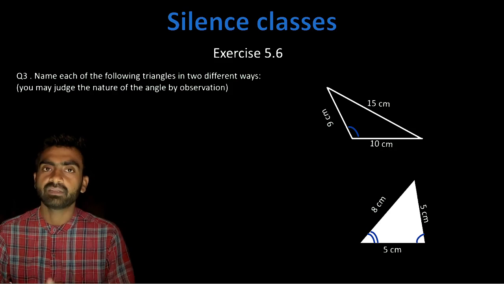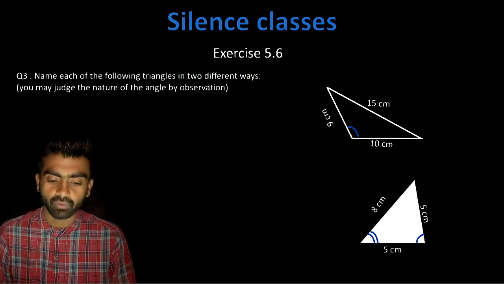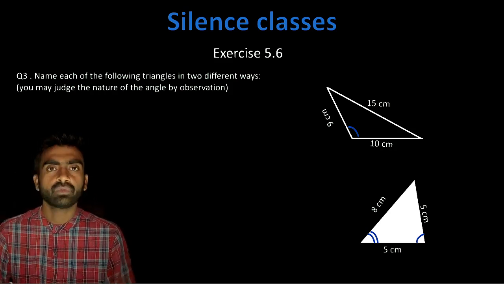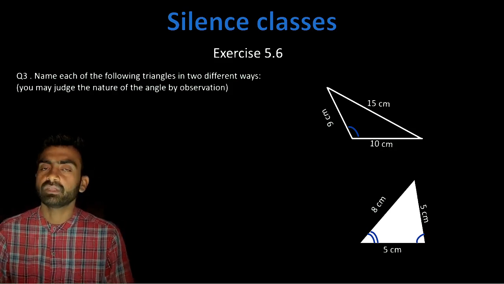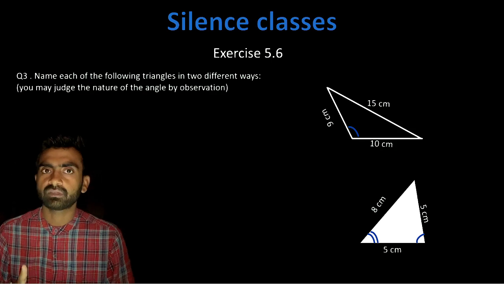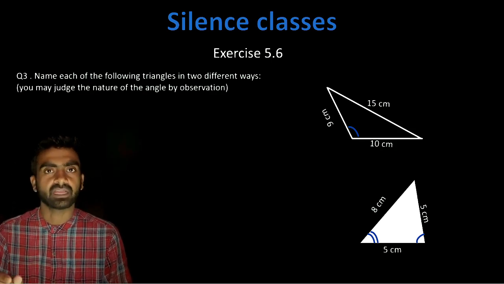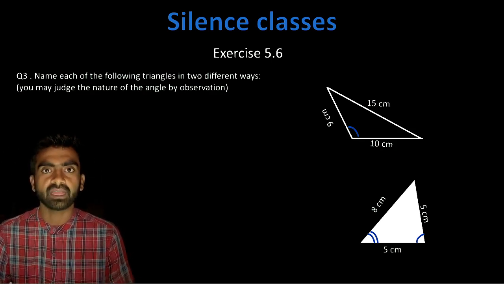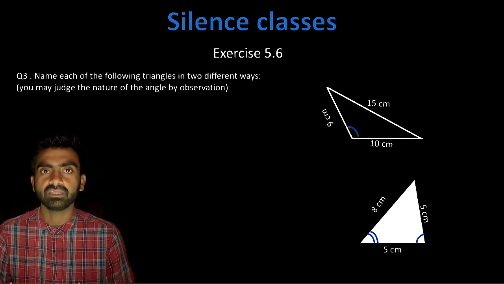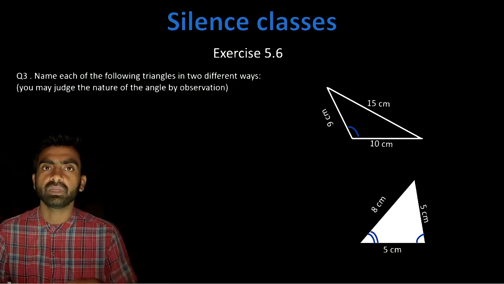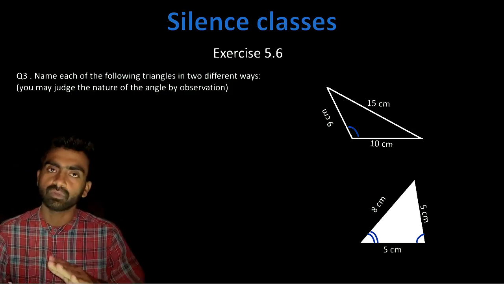Okay, let's do it. What the question is saying: name each of the following triangles in two different ways. Means to find out which type of triangle this is, there are two different ways. First is just by looking at the angles, which angle it is forming, whether it is an obtuse angle triangle, acute angle triangle, or right angle triangle. I'll tell you what these angles are, but I've explained briefly in the introduction part. You guys can go and check it out.